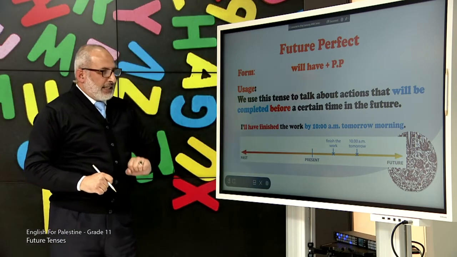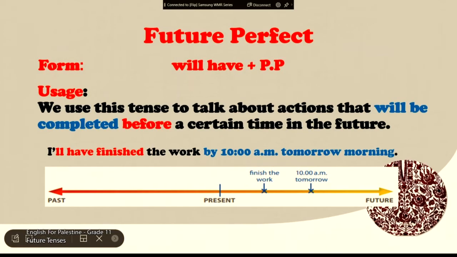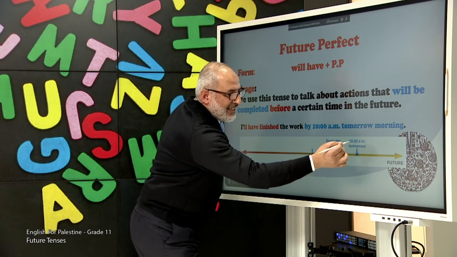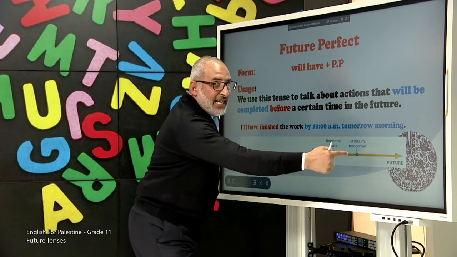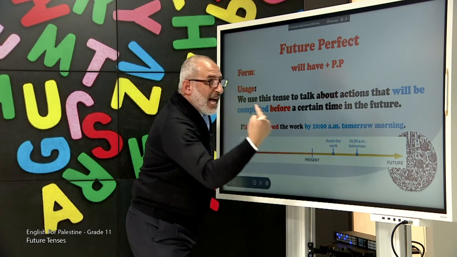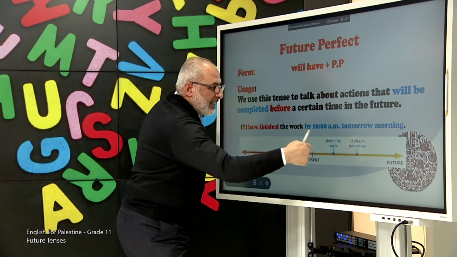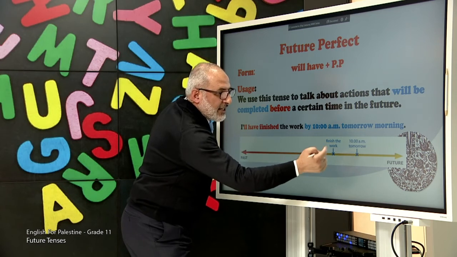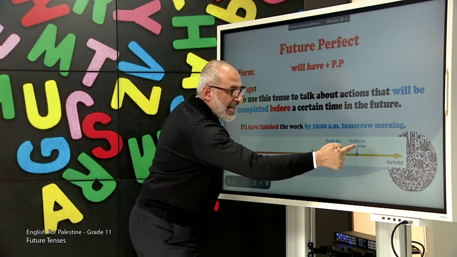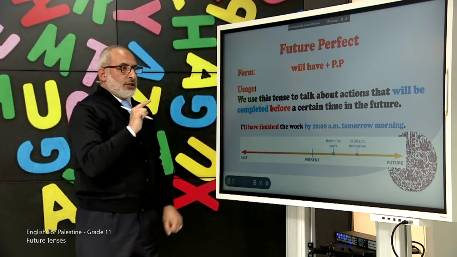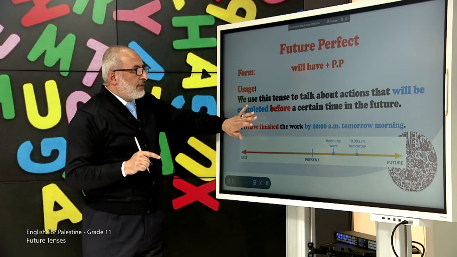Let's look at the timeline here. Again, here this is the present, and all of this is the future. Now, if you look here, it is 10 a.m. tomorrow here. So I'll have completed, I'll have finished the work here. So before 10 a.m. tomorrow, I'll have finished the work. Okay? So this is the first use of future perfect.